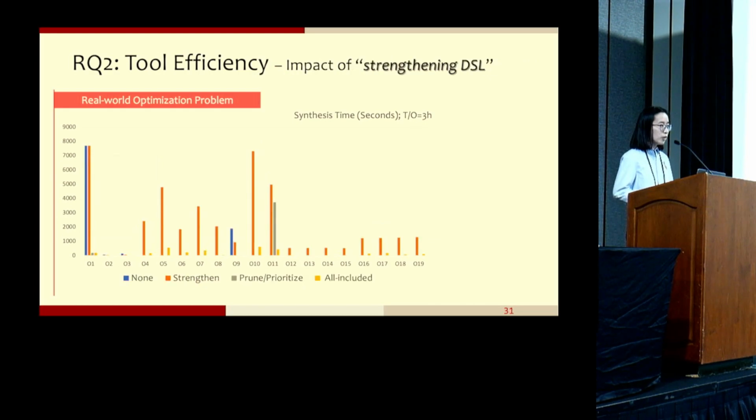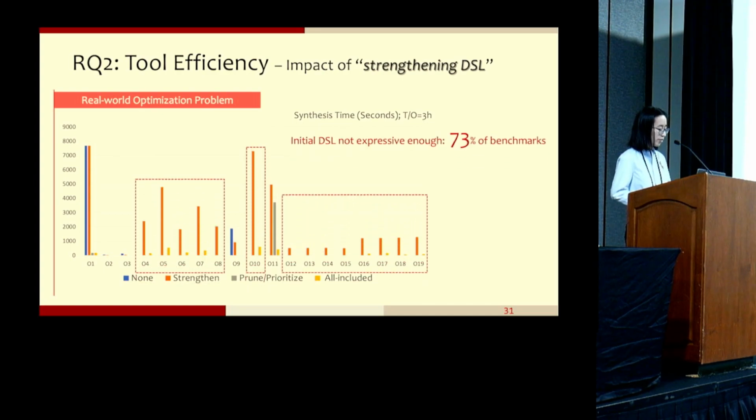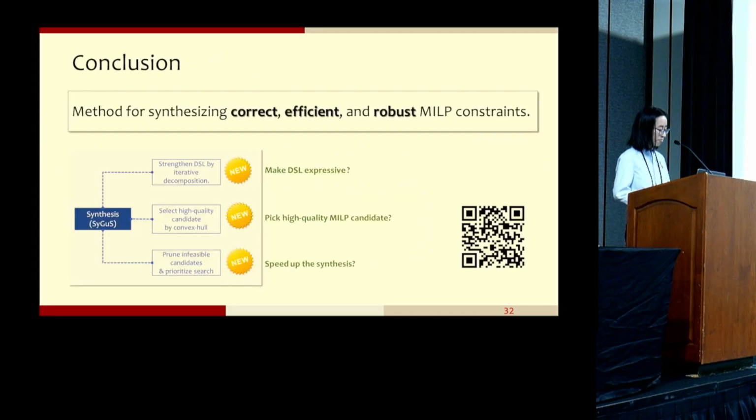Meanwhile, we also tried to quantify the impact of each individual component in our method. It seems that strengthening the DSL has a significant impact. It is because for 70% of the benchmarks, the initial DSL was not expressive enough, but after the decomposition, it made the DSL expressive, which is pretty nice. To summarize, we have proposed a new method for synthesizing correct, efficient and robust MILP constraints. We have proposed 3 contributions, and the experiments show that it works well in practice. And that's all, and I'm happy to take any questions.